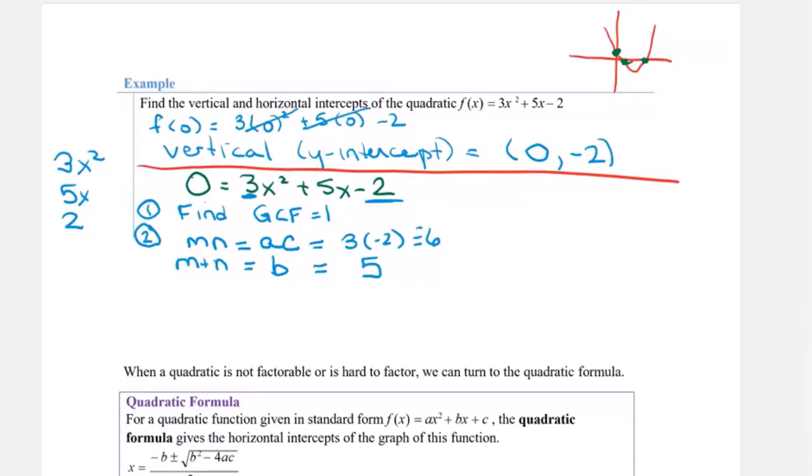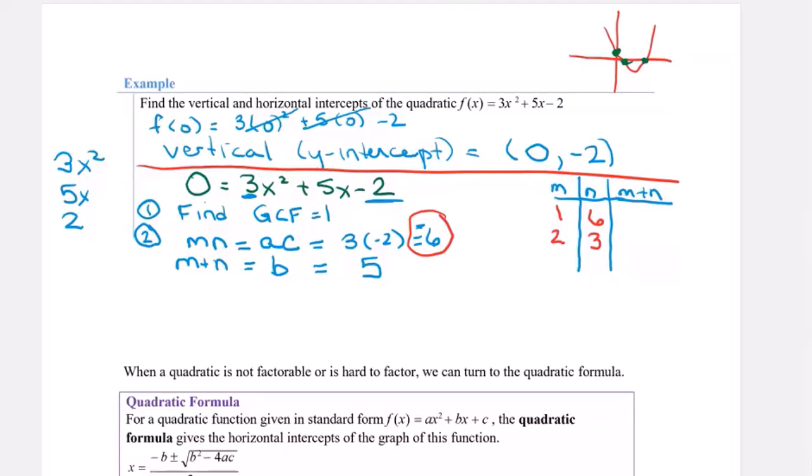So if you know the numbers, then you're ready to go. If you don't, if it's a little harder than this, I'll just show you what to do. I usually make a little table. This is m, this is n, and this is m plus n. And I start with my factors of -6. And honestly, don't worry about the negative, just worry about the 6. So two numbers that multiply together to equal 6: 1 and 6, 2 and 3, right?